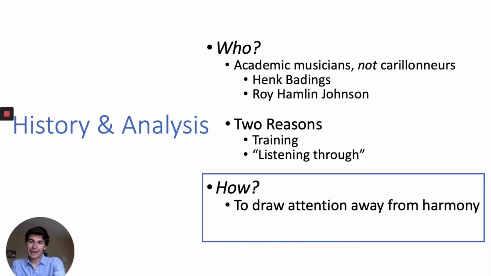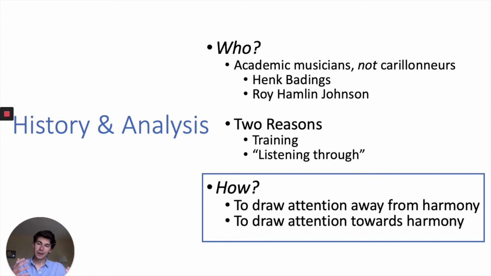So now we're going to look at two ways that the octatonic scale can be used in carillon music. One is to draw attention away from harmony, which is what Henk Badings did. The other is to draw attention towards harmony, and that's what happened in the case of Roy Hamlin Johnson's Summer Fanfares.